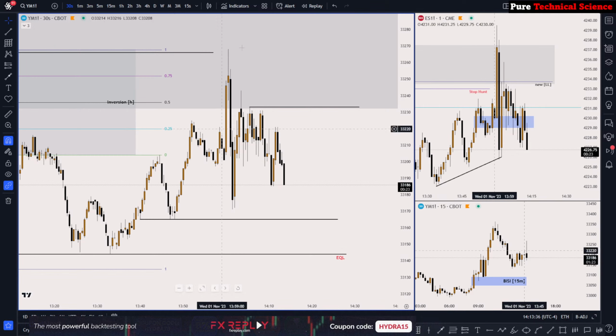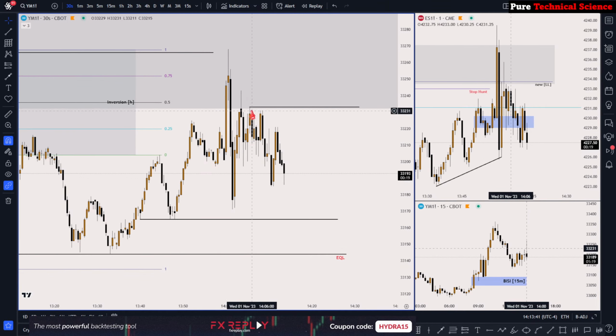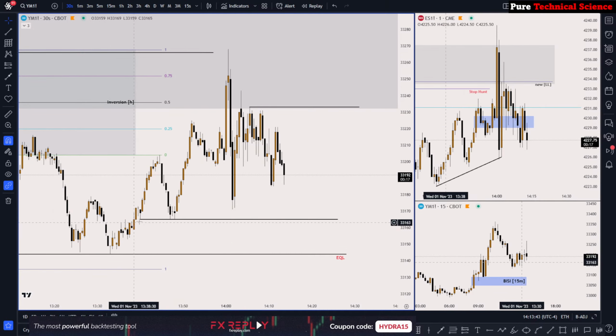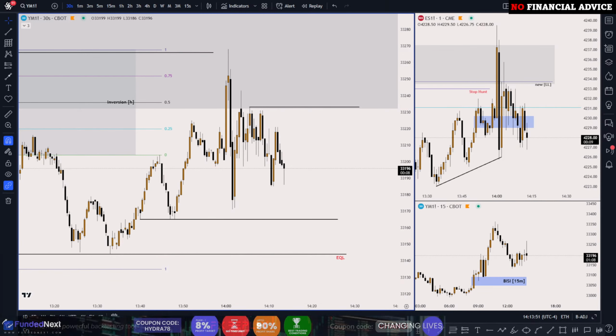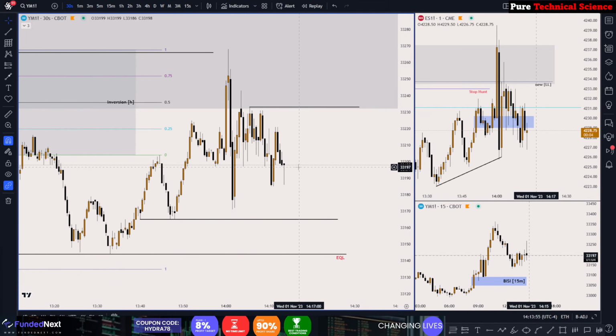So when price generates liquidity on both sides of the marketplace, what liquidity? Relative equal highs and relative equal lows. When price does that, we wait for price to take out one side. Yes, Reggie, look what Reggie is saying. This is the logic that I taught them inside my 3-day bootcamp, and now I'm showing it to them. This works. I'm now proving it to them.